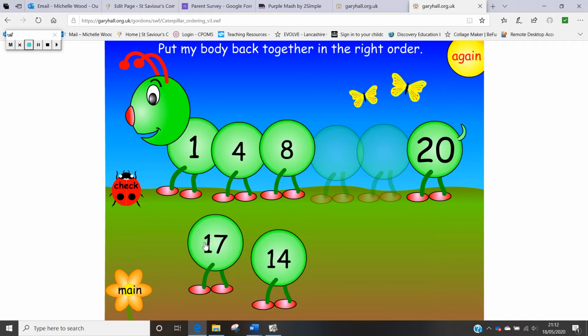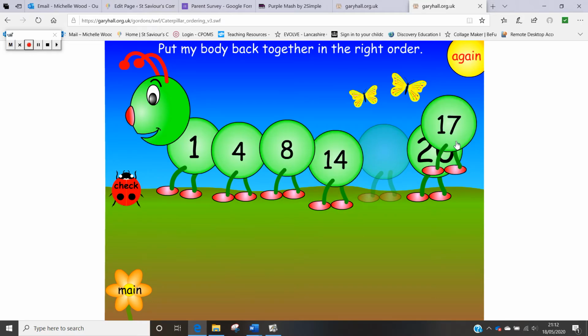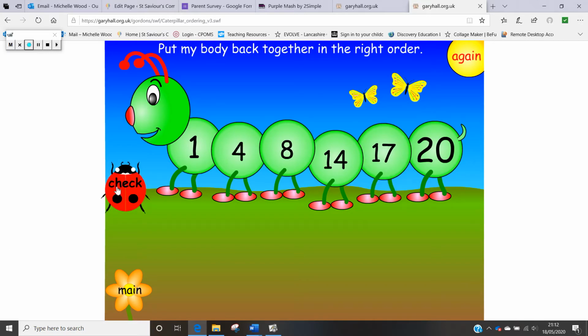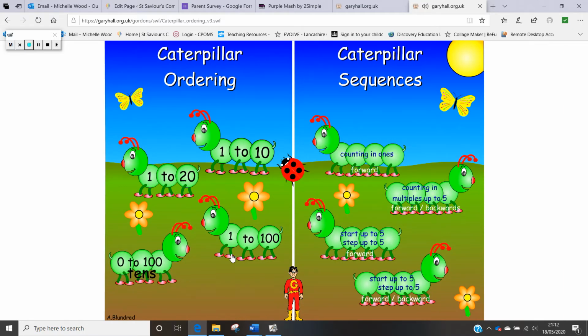So number 17 has got a 1 in the tens column, and so has 14. So I can't look at those numbers, I need to look at the next number. So we have got 7 ones and 4 ones. Which one has the smallest amount of ones? If you said 14, absolutely brilliant, well done. And then the final one must pop in there. Let's have a check. Did you get it right? Yes, well done. We're going to increase the numbers this time.